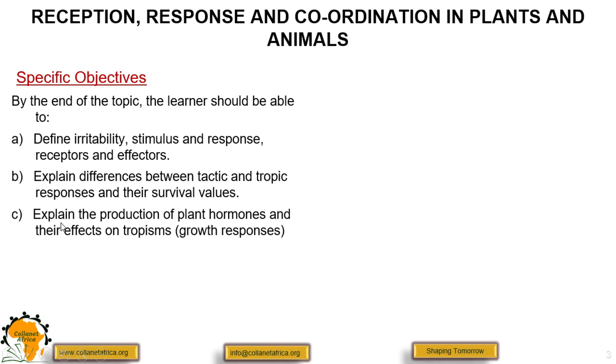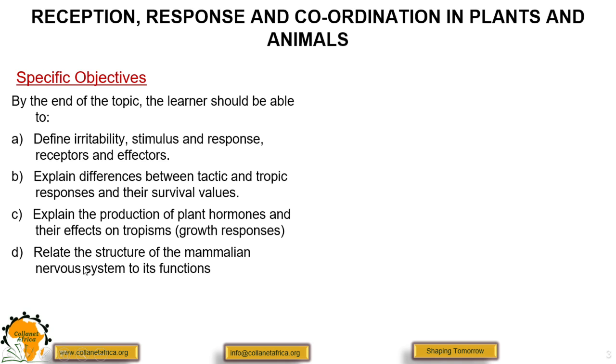The learner also should be able to explain the production of plant growth hormones and their effects on tropism, what we call growth responses, and the main hormone here is called auxin. We shall discuss them in detail. The learner should also be able to explain the structure of the mammalian nervous system in relation to its functions. By the end of this topic, the learner should be able to distinguish between simple and conditioned reflex actions.